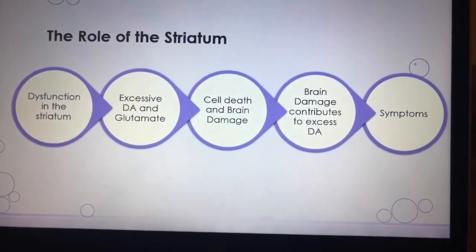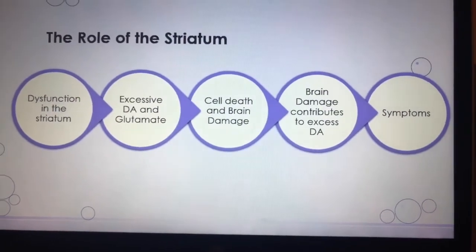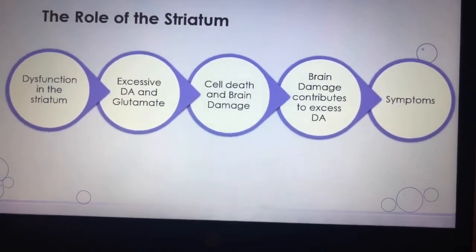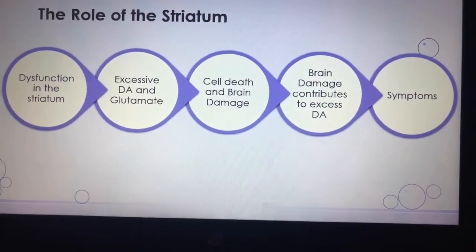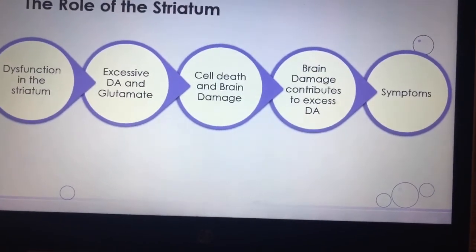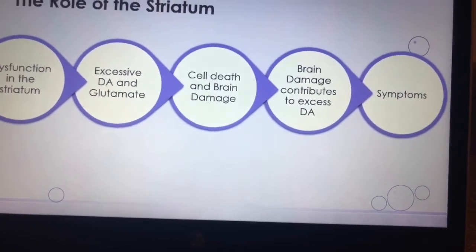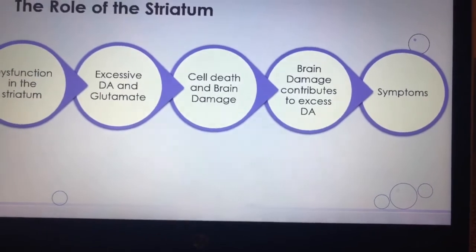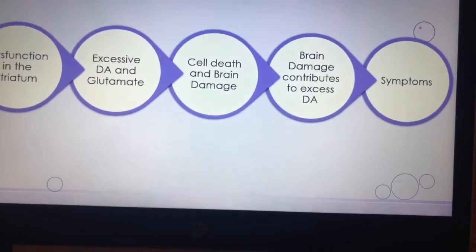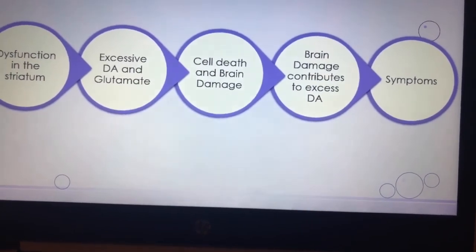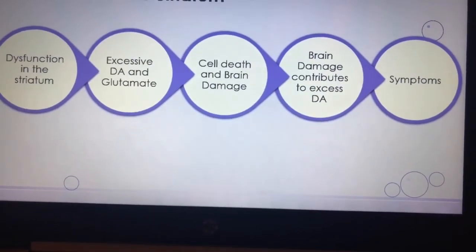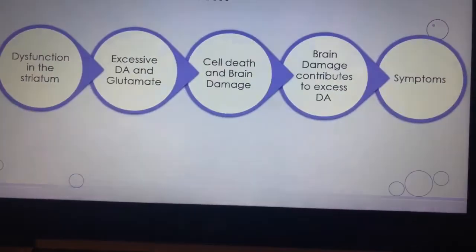For instance, the role of striatum, when dysfunctional, allows excess dopamine and glutamate, which then causes cell death and brain damage caused by the excessive glutamate, which then results in brain damage contributing to the excessive amount of dopamine, which then leads to your positive, cognitive, and negative symptoms.